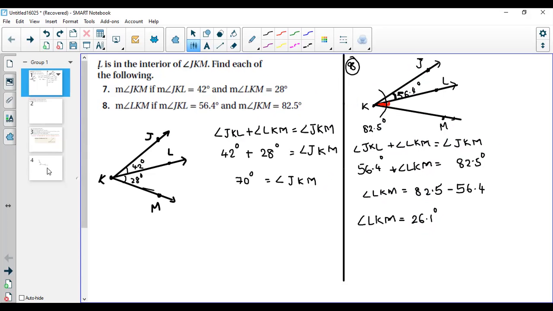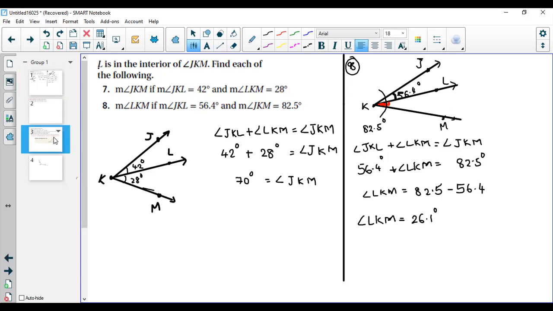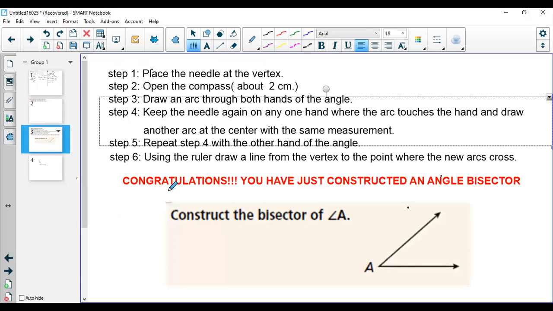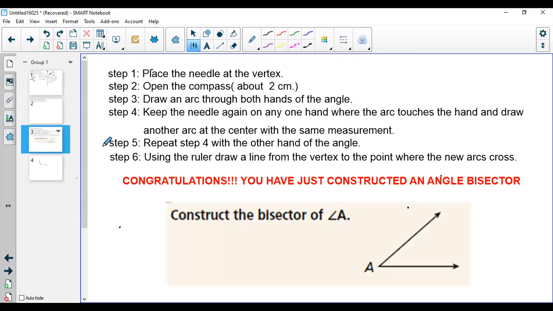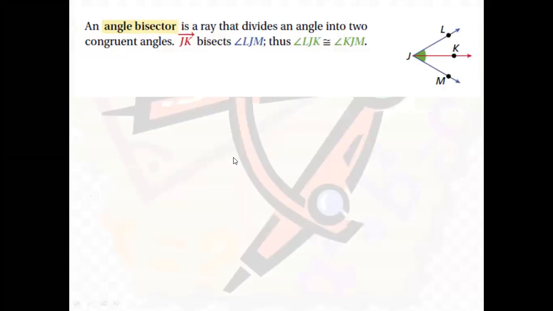All right. So now, before I move on, I wanted to show you something. This one, you have to construct the bisector of angle A. But let me show you this. What is an angle bisector? You know the meaning of the word bisect because we already learned that in the previous lesson. Bi means two, sect means part. So two parts. Bisect means two parts.